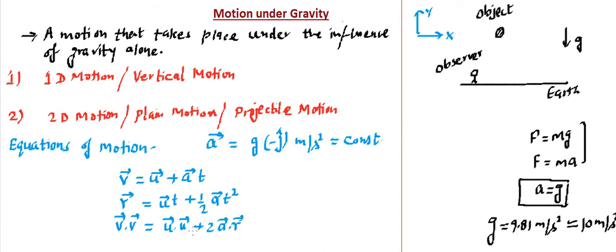Similarly, we can also write the fourth one, the displacement covered during the nth second. So these are going to be the equations of motion for vertical motion or two-dimensional motion, or we can directly say motion under gravity. Now in this particular video we will be learning the uses or applications of these equations. So let's go ahead and talk one by one.